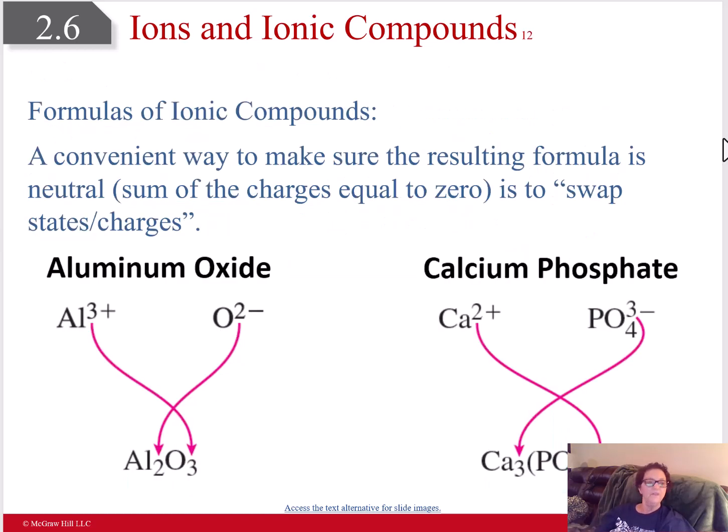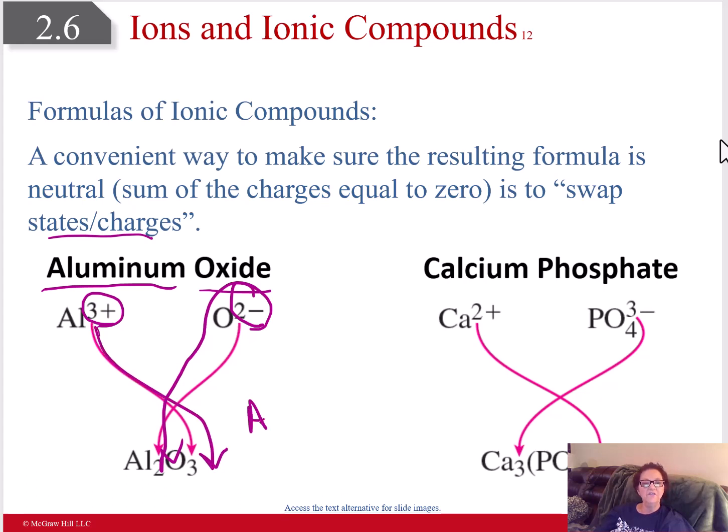This is what I call the swap and drop technique. You make sure that the formula is going to be neutral: swap and drop the charges. For example, if you're going to put aluminum oxide together, your aluminum has a +3, and remember we can look at the periodic table to remind us of what those are. Oxygen is going to be a -2. So you're going to take the 2 to the aluminum and the 3 to the oxygen, and that'll give you Al2O3.